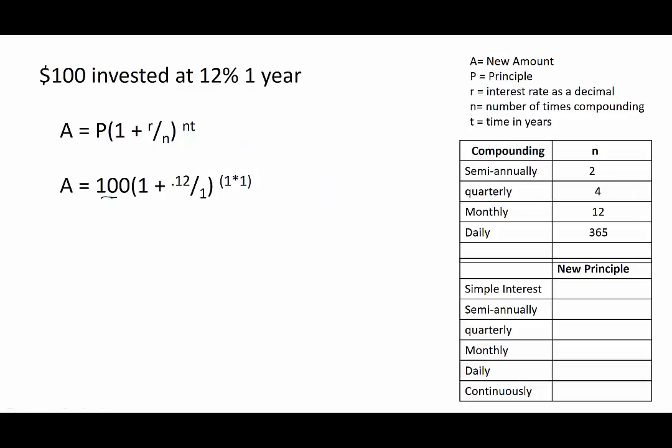So we plug in P, R converted to a decimal, N is 1 and T is 1. So plug that into your calculator and see what you get. We find out that after 1 year, you now have $112 in the bank. That is the amount you have after applying the interest.